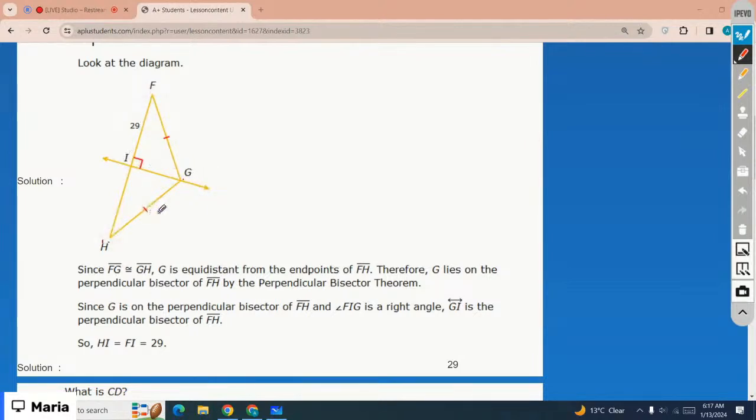Since G is on the perpendicular bisector of FH and FIG is a right angle triangle, GI is the perpendicular bisector of FH. So if FI is 29, HI is 29. Got it?